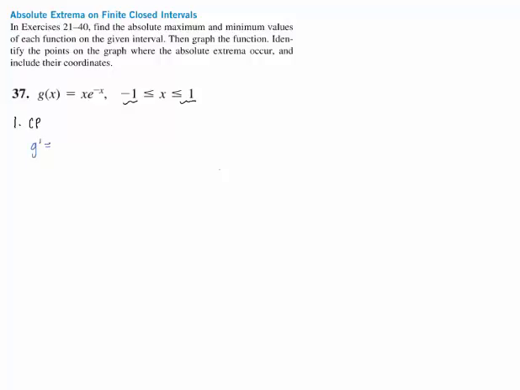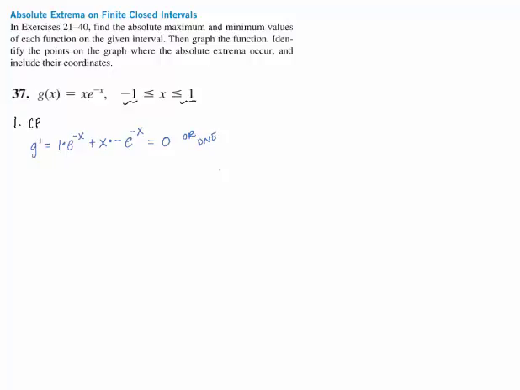This is a product, or you could rewrite e to the x in the denominator and use the quotient rule. I'll use product rule since that's how it's written. F prime g plus f times g prime, negative e to the negative x, and that negative is because of the chain rule, the derivative of negative x. So we're interested in where this first derivative equals 0 or where it is undefined.